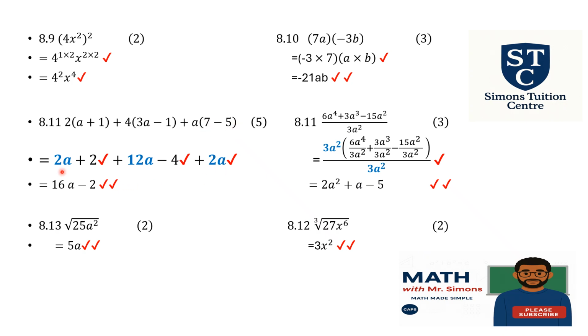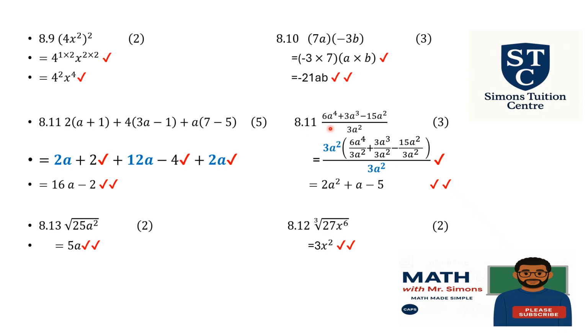Right, my like terms there, as you can see, I've highlighted them in blue. 2a plus 12a plus 2a gives me 14a plus 2a gives me 16a. And minus 4 plus 2 then gives me negative 2. So 1 mark for each correct multiplication. That's my first 3 marks. And then 1 mark for adding the a's correctly and my constant terms correctly. So that gives me 5 marks.